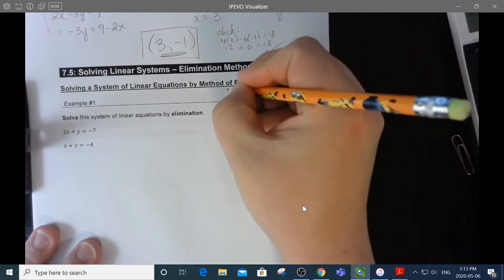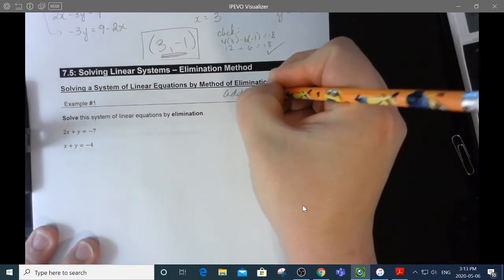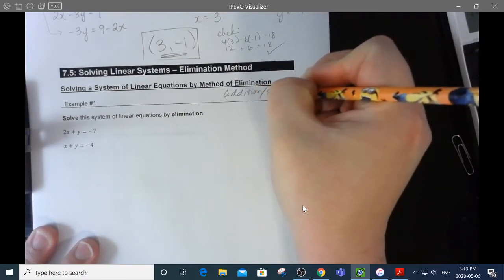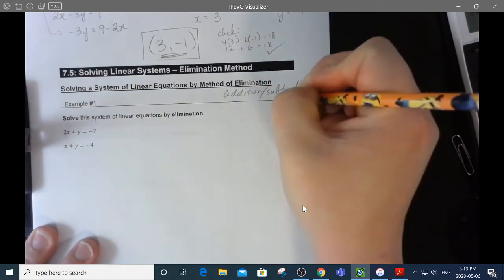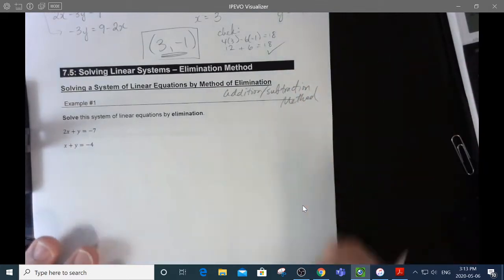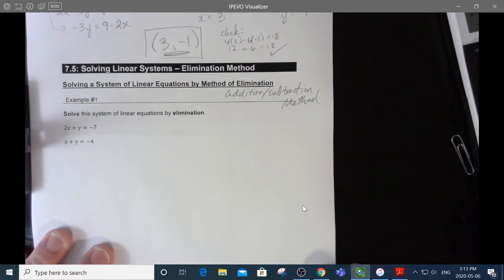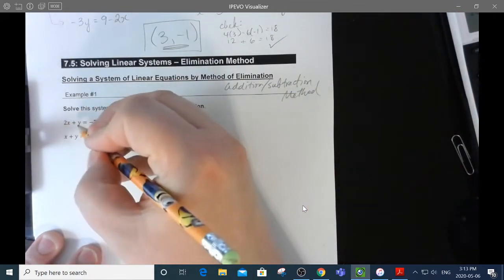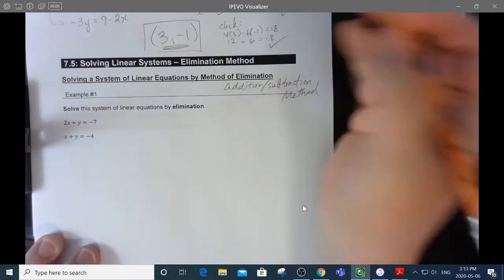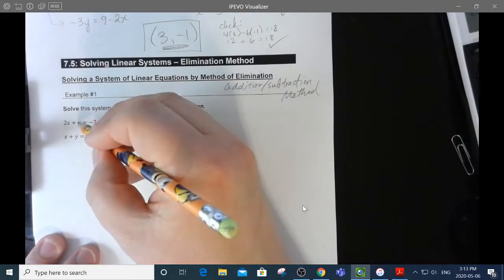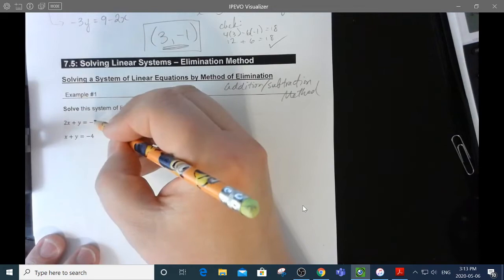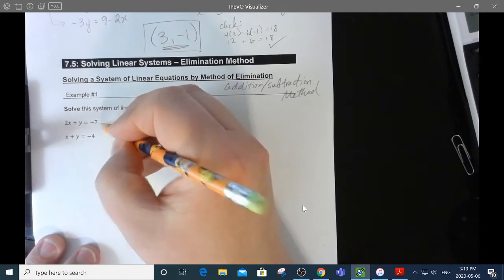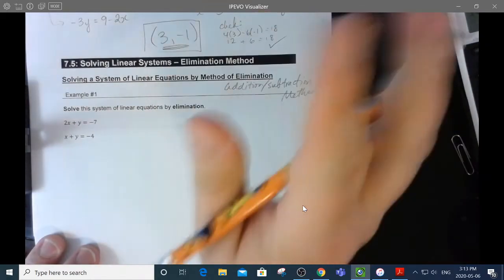Sometimes this is called the addition-subtraction method, because you're literally going to add and subtract equations from one another. Here's my example right here, example 1. These two equations both have just y in them. Again, I could go back to method 1 and I could just move the 2x to the other side, make it a negative, then plug in -7 minus 2x where this y is. But we're not going to do it that way.